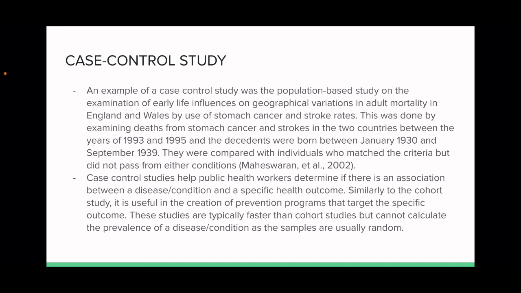These studies are useful because they help determine if there is an association between a disease and condition and a specific health outcome. Similarly to the cohort study, it is useful in the creation of prevention programs that target the specific outcome. These studies are typically faster than cohort studies, but cannot calculate the prevalence of a disease or condition, as the samples are usually random.